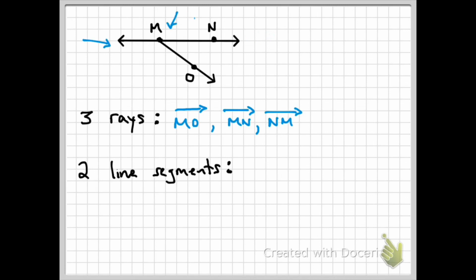Okay? And then if we look at 2 line segments, I believe that there is more than 2. Remember, the line segment is drawn like that, no arrowheads. We could say M to O. We could say M to N. And then we could also do the reverse of that, O to M if you wanted to, and then N to M.